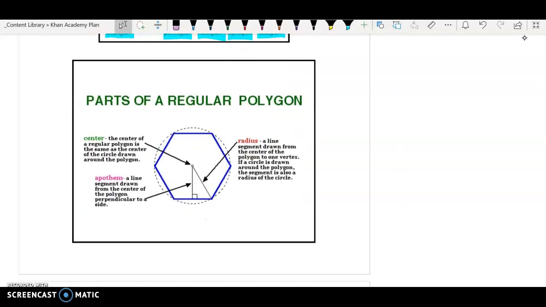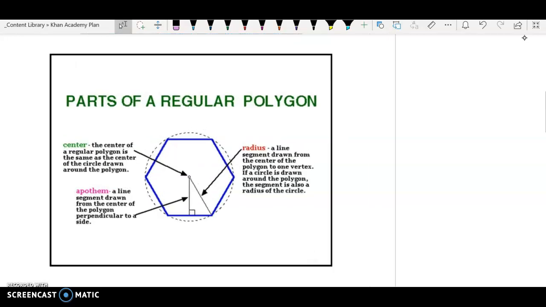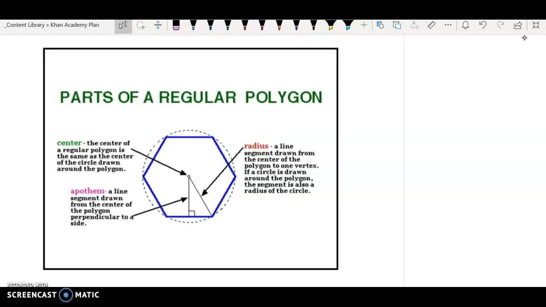Now we're going to talk about parts of a regular polygon. So remember, regular means that all sides are equal. So there's a little bit of vocab here. First off, you have your center. So obviously that's the center of the polygon. And it's the center of the polygon because we could draw a circle on the outside and it would be the center of the circle as well.